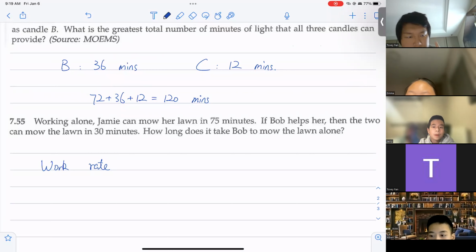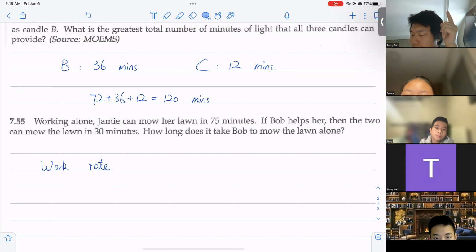What you need to do is to figure out the work rate for everyone. By work rate, I mean that in a specific amount of time, say in 1 minute or in an hour, it really depends on the question. In this question, it uses minutes. In other questions, it might use hours, it might use days. You need to figure out how much of the work they can complete in 1 minute or in 1 hour or in one day. You're going to figure out the individual work rate.